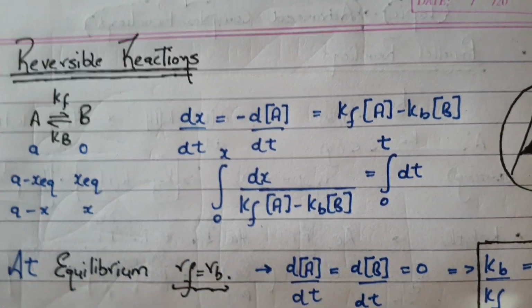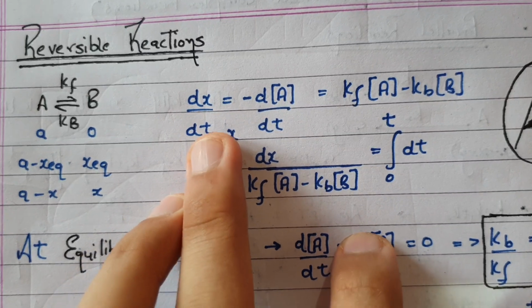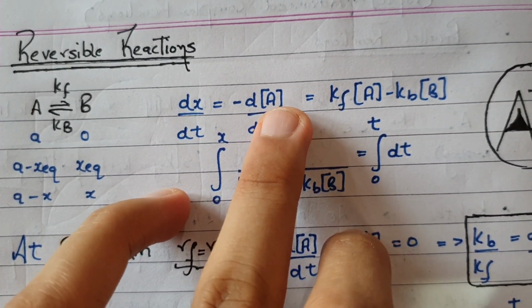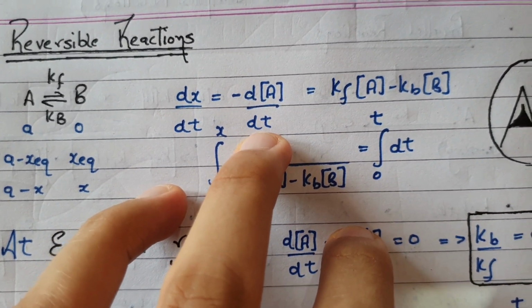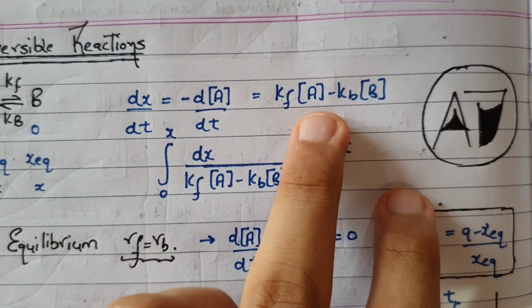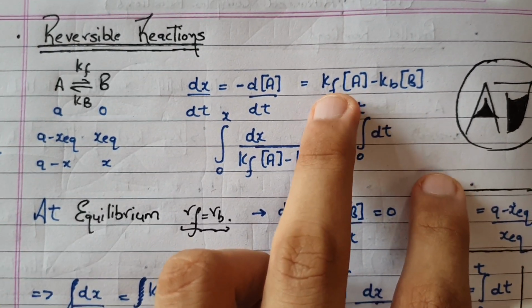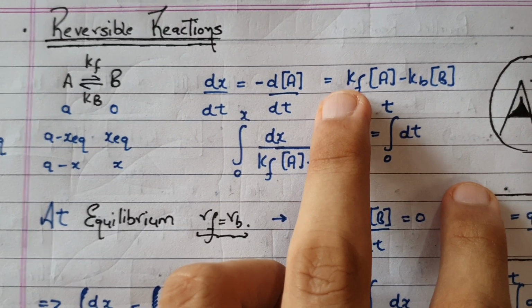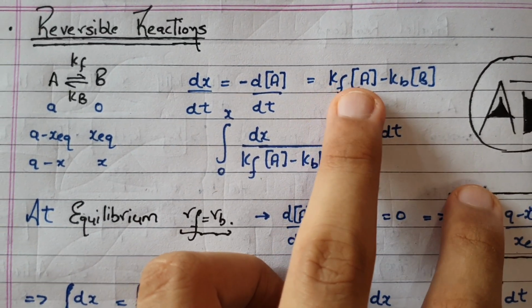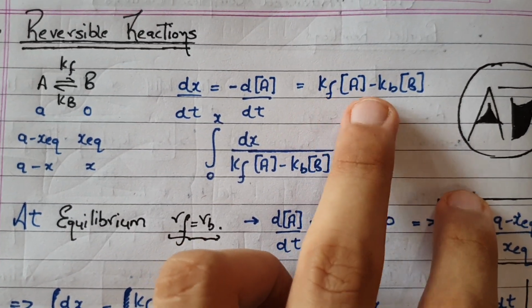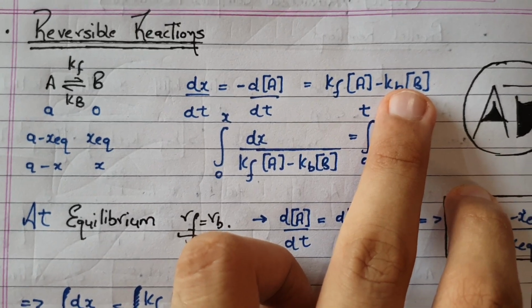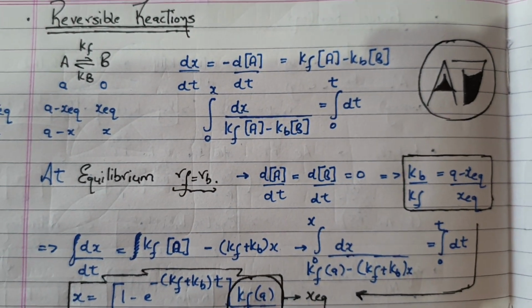So we're just writing the rate of change of x, which is equal to the negative of the rate of degradation of A, which is equal to k forward into A. Here k forward is from going A to B, and we write the reactant with it, minus k backward into B. So we just have to integrate this.